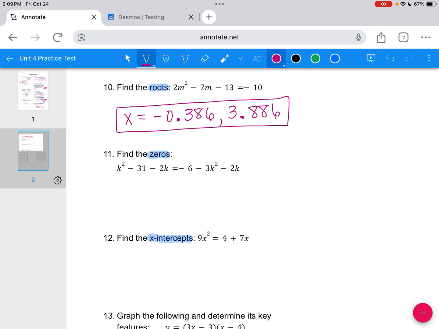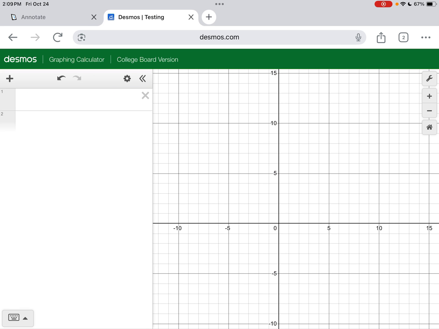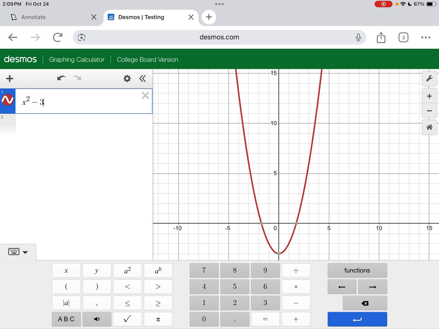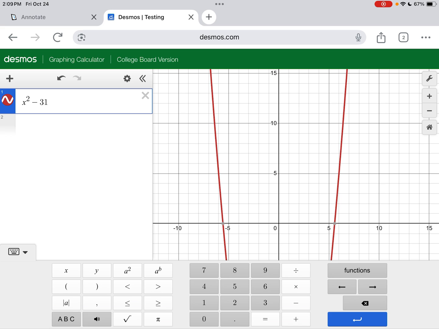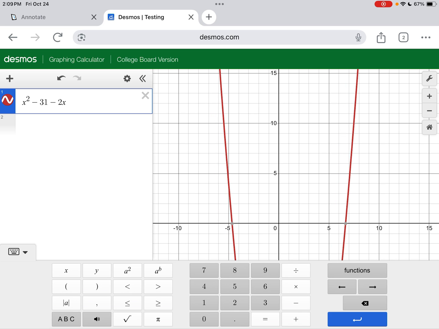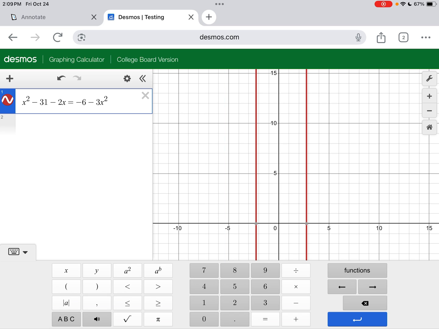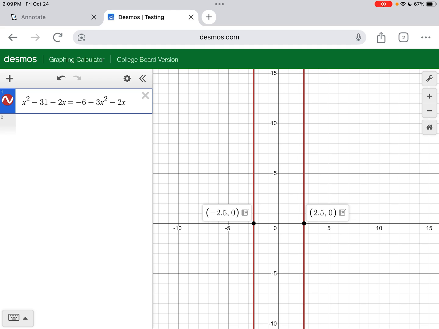Let's do number 11. So x squared minus 31 minus 2x equals negative 6 minus 3x squared minus 2x. So we get negative 2.5 and 2.5. Those are rational, so we are done.